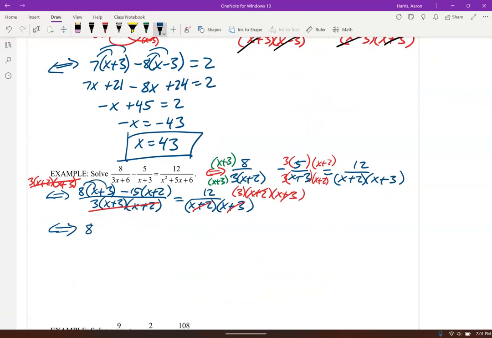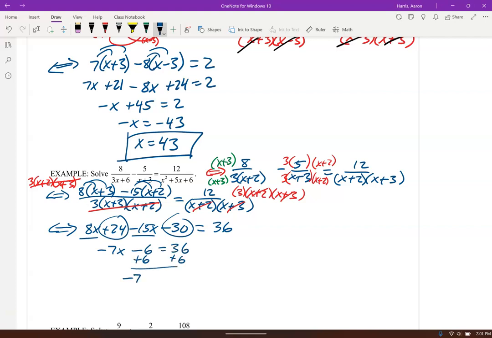8x plus 24 minus 15x minus 30 equals 12 times 3, 36. And then we got 8x minus 15x, I got negative 7x. I got 24 minus 30, I have minus 6 equals 36. Add 6 both sides. Divide by negative 7, so it looks like negative 6.